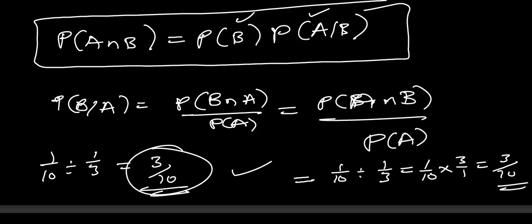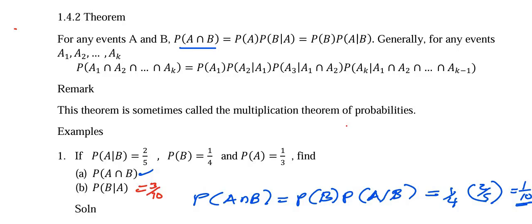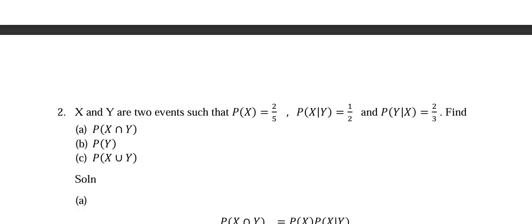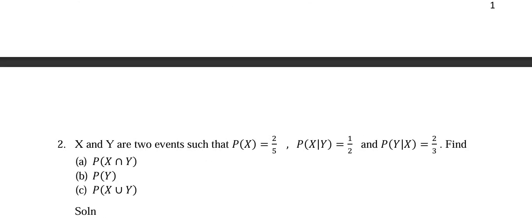Okay. The next example is here. Okay, the next example as well. Here they're saying X and Y are two events such that the probability of X is 2 over 5. The probability of X given Y is 1 over 2. The probability of Y given X is 2 over 3. Find their intersection, find the probability of Y, and then find their union.